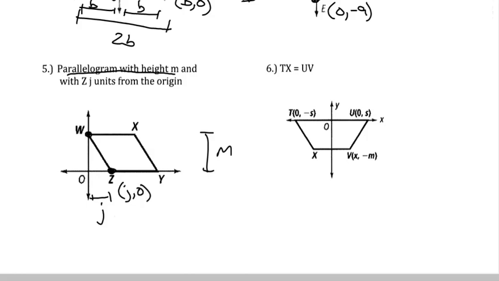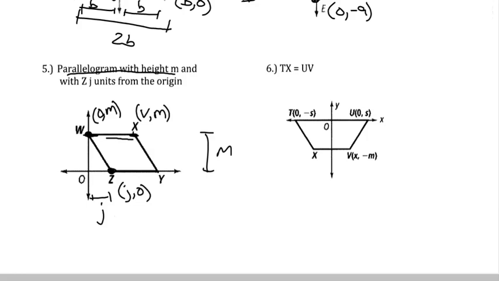How about this one? Over by nothing, and then how much do I go up by? M. Now I know that this one is still going to be the same height as W was, so I could say it was height of M, but I have no idea how much I went over by. So we have to come up with a new variable. Let's call it V.